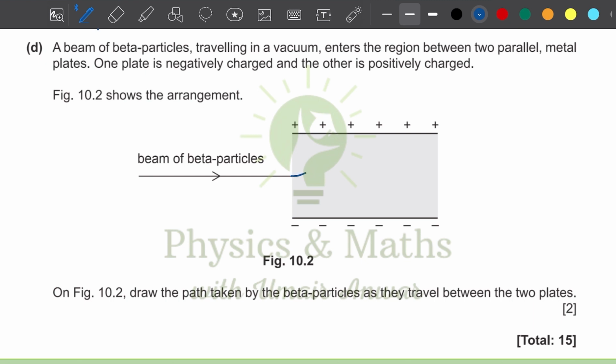So when the beta particles would enter the plates, they would make a curve like this, and they would be bent towards the positive plate. Since they carry negative charge and negative is repelled by the negative plate and attracted by the positive plate, they would be attracted towards the positive plate. So the question ends here with this part.